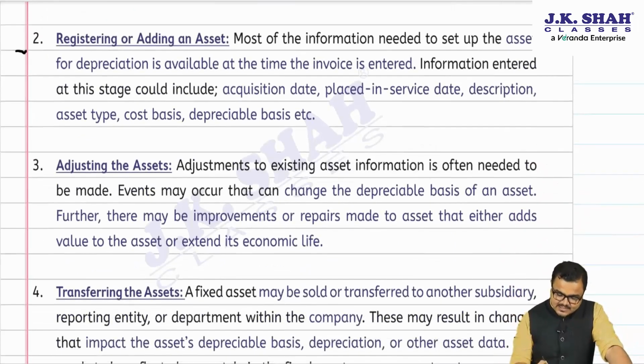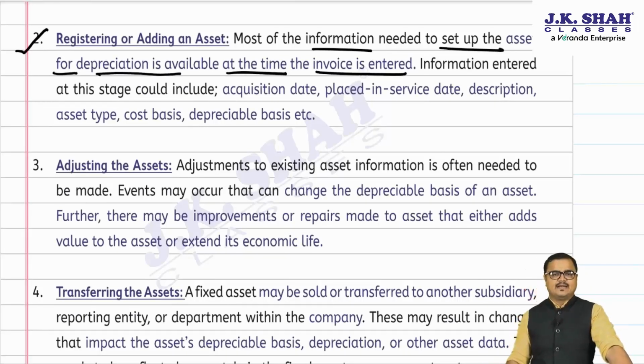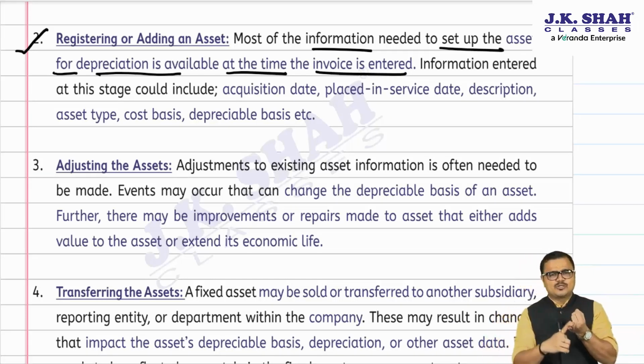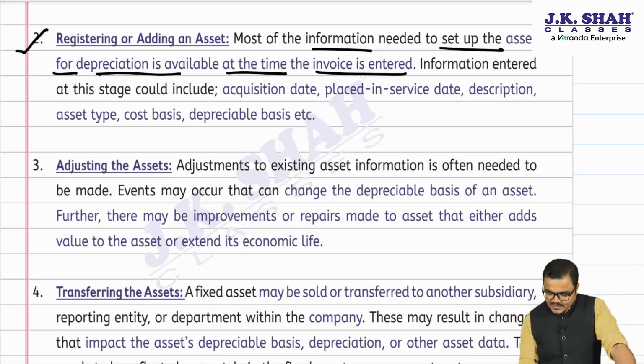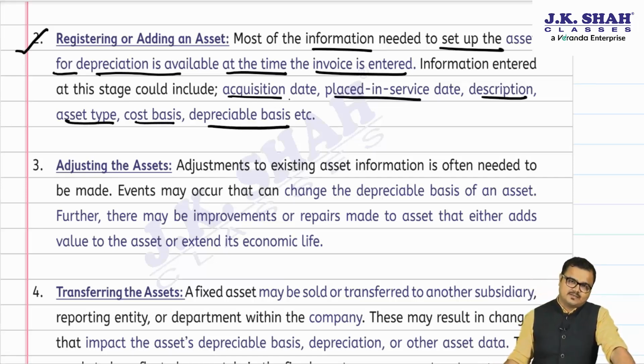Second, sir, registering or adding an asset. Most of the information needed to set up the assets for like depreciation is available at the time when the invoice is entered. At that time only we record everything. When we had purchased, when we had put in use, what is the depreciable basis, cost, etc. See this. This stage includes acquisition date, place in service date, depreciation, asset type, cost basis, depreciable basis, etc.